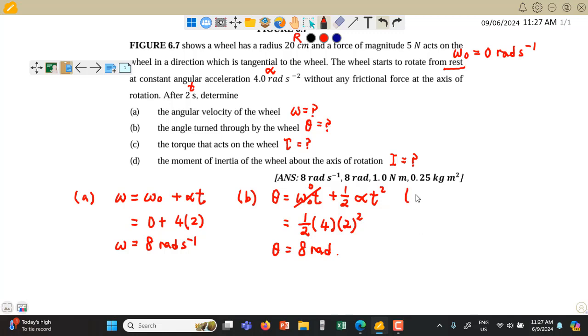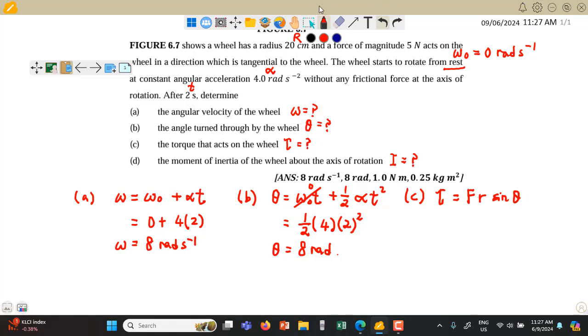Okay, then we proceed to question C. What is the torque acting on the wheel? We have the general equation to calculate torque. Torque is the magnitude of the force applied multiplied by the distance of the force from the axis of rotation and sine theta, whereby theta is the angle between the force and the distance.